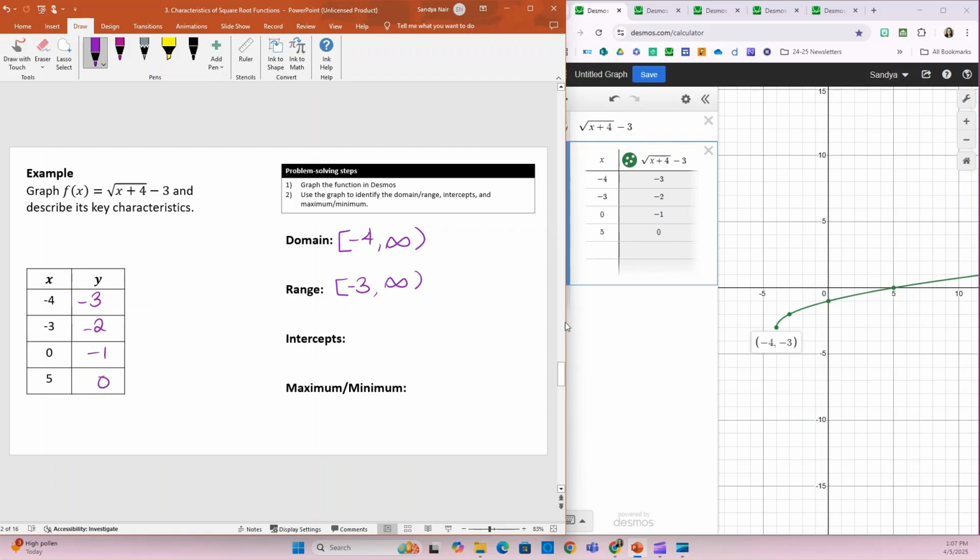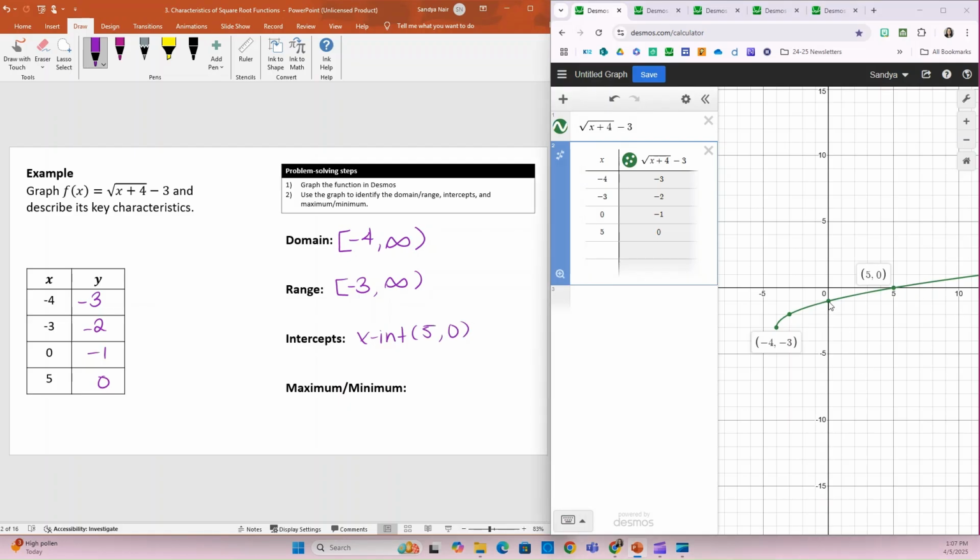Now let's think about intercepts. Well, the x-intercept is going to be at 5, 0. I can just click on that to find the coordinates. So we have an x-intercept at 5, 0. The y-intercept will be where the graph crosses the y-axis. If I click on that, it tells me it has the coordinates 0, -1.